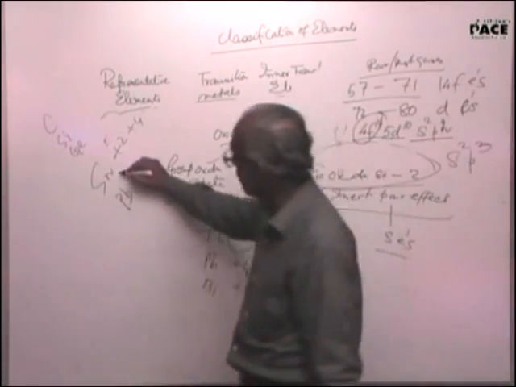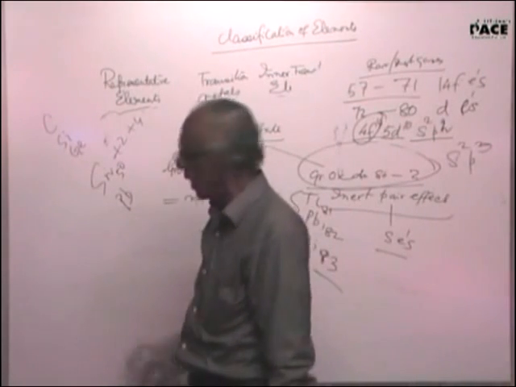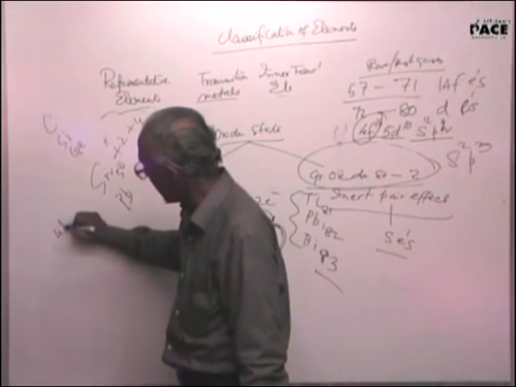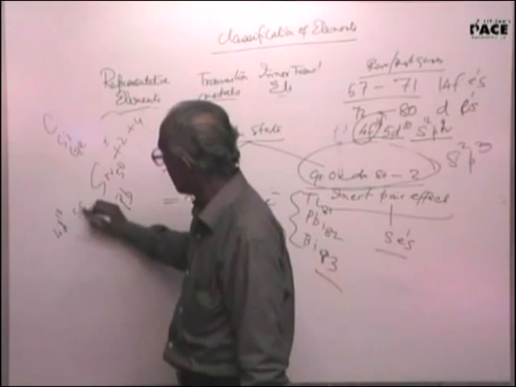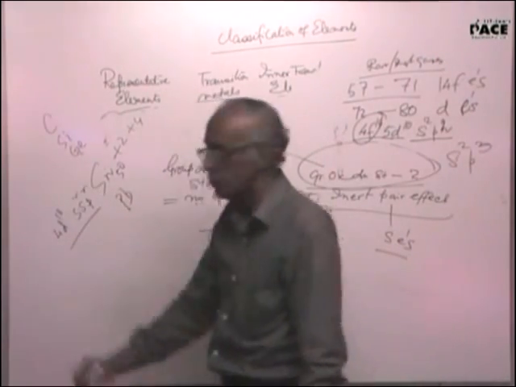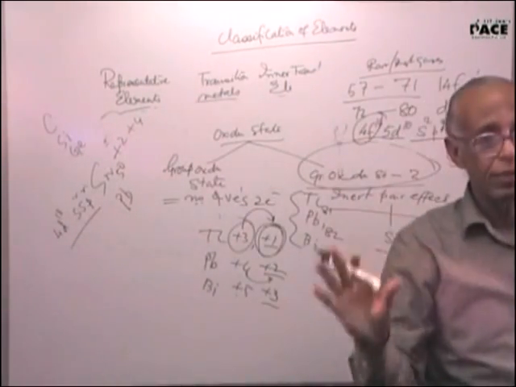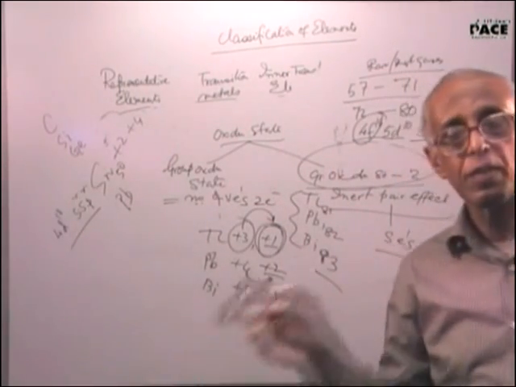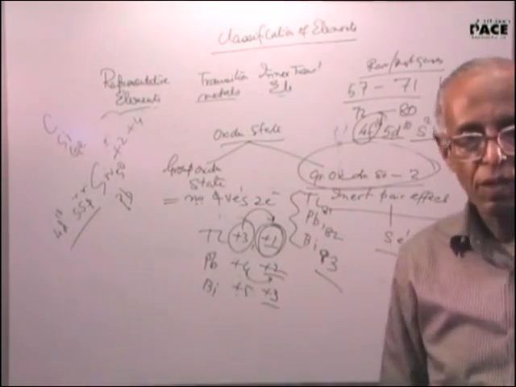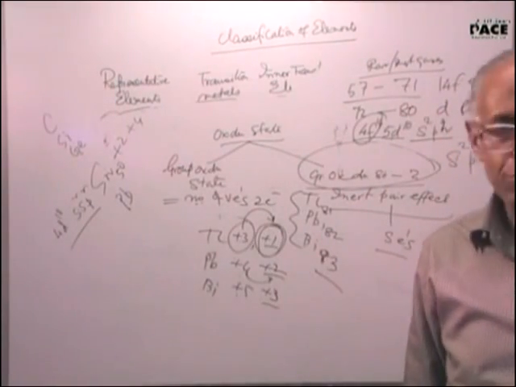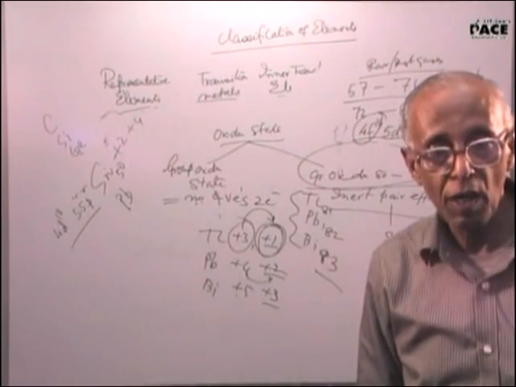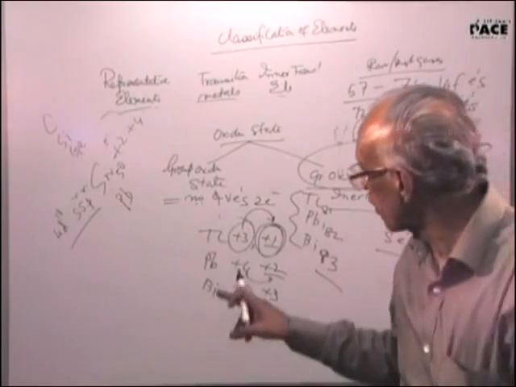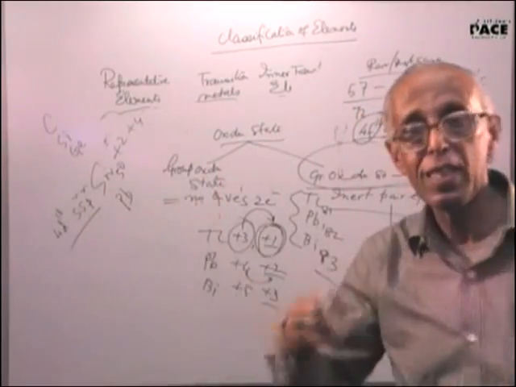Tin has atomic number 50. It has 4d10, 5s2, 5p, and there is no f electron. For tin, the +4 oxidation state is more stable than +2. What is the proof that +4 is more stable than +2? Because +2 would like to go to +4 by releasing electrons.